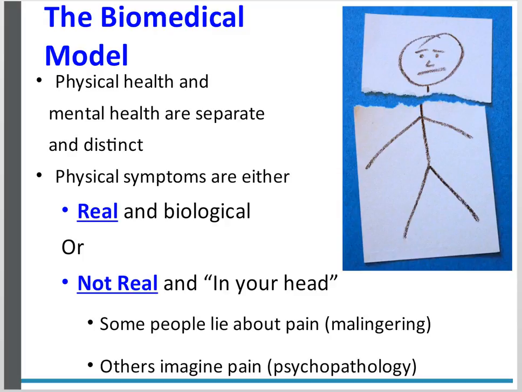Today, this model of pain is called the biomedical model. It presumes that physical health and mental health are separate and distinct. The biomedical model assumes that physical symptoms are either real and biological or not real and in your head. Here the phrase "in your head" infers that the patient is either lying or crazy. Either they're lying about their pain to get money or malingering, or they just imagine their pain due to some form of psychopathology. So, two forms of pain separated at the neck.